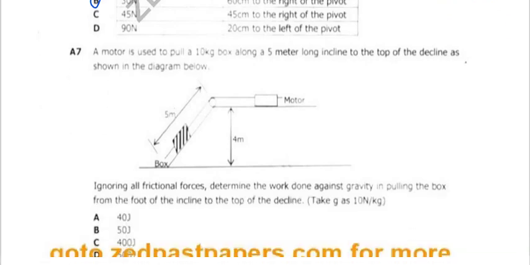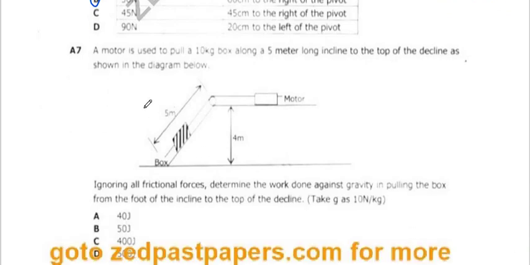Question A7 tells us, a motor is used to pull a 10 kilogram box along a 5 meter long incline to the top of the incline as shown in the diagram below. So we have an inclined plank, and we have a flat surface there, and we have a 5 meter distance from the bottom to there. We have a motor there, we have a distance of 4 meters there, and we have a box that is being pulled up.